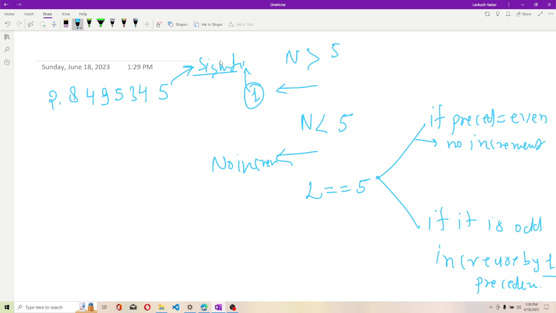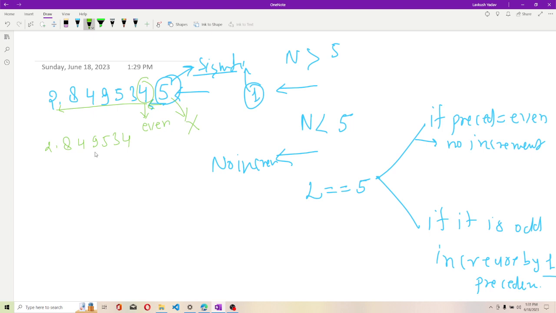So you have to start from the rightmost, and you get that this is 5, and the preceding digit is 4. I'm just changing my color. The preceding digit is 4, so 4 is an even number. So what we will do, we will just drop this number, and we will take the next number as our last. So we are taking 2.84953. From here we will start.